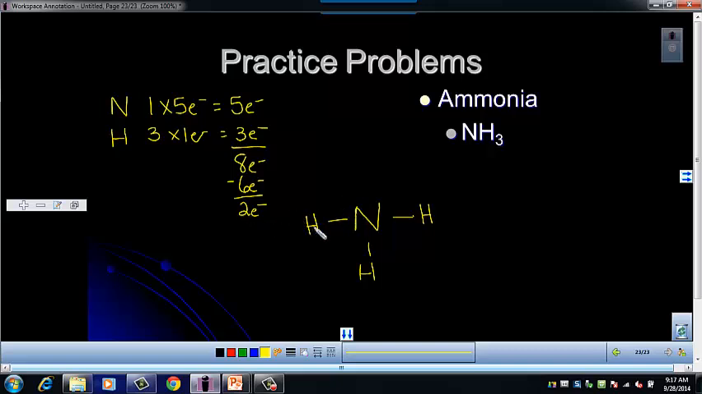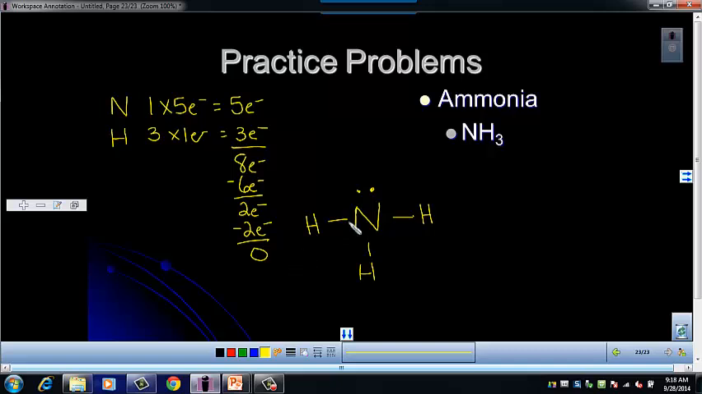And so we're going to look at our next rule, which says if you've got any electrons left over, you're going to put them on the central atom. So we're going to use those 2. We want to subtract, and that leaves us with none.